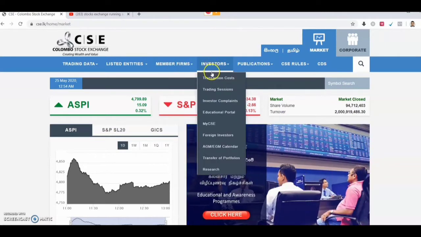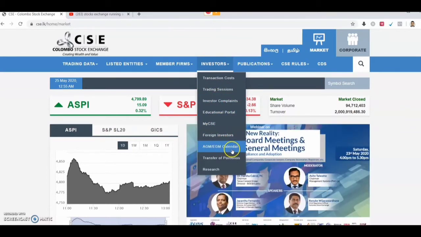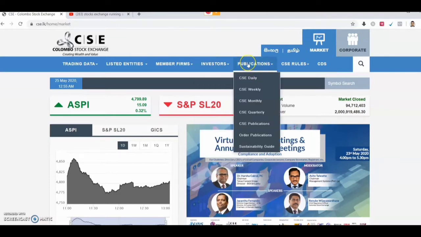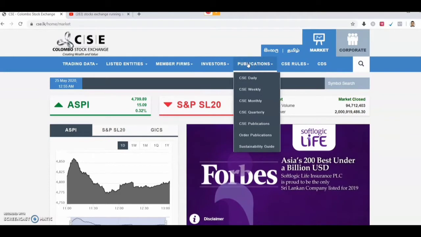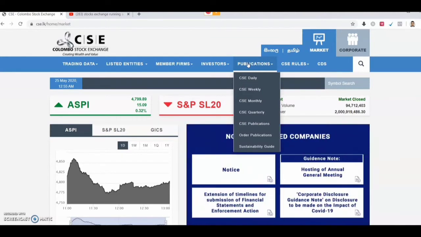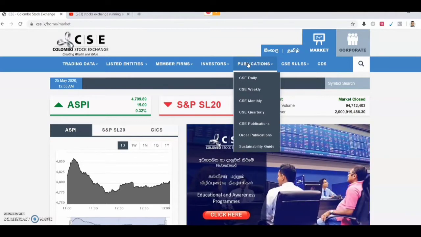Investors: this is all about transaction details of foreigners and locals. Also you will get EGM calendar dates, transfer of portfolios, research, etc. Publications: under publications you will get CSE daily, weekly, monthly, and quarterly reports. So this is basically all the past records. If you view the daily report, you will get that particular day's summary of transactions. This will help us to understand the market performance that has happened in the past.